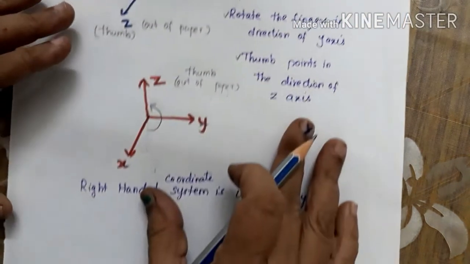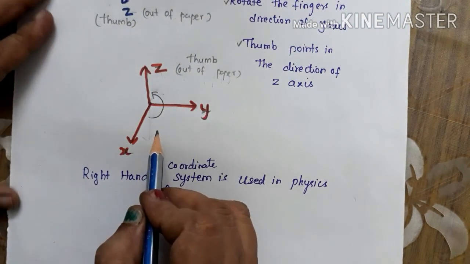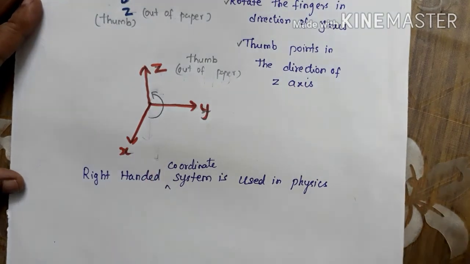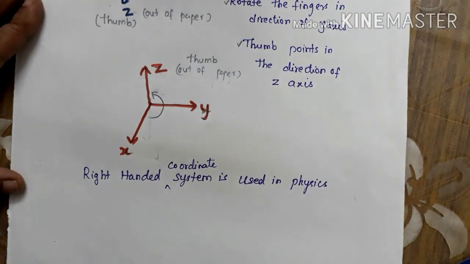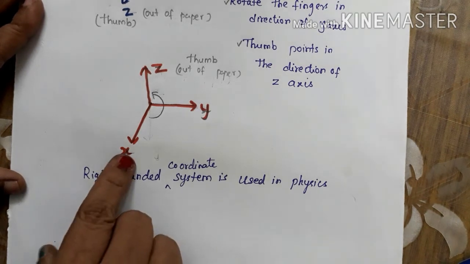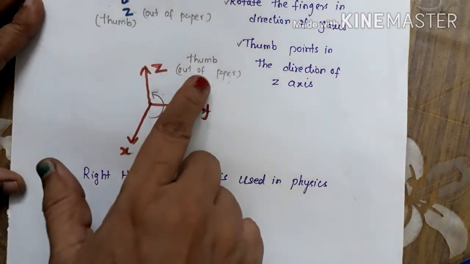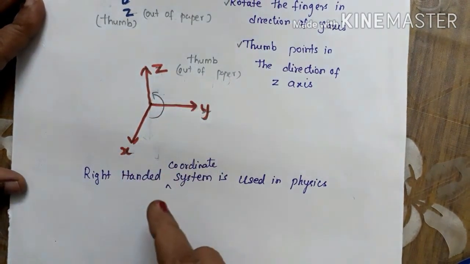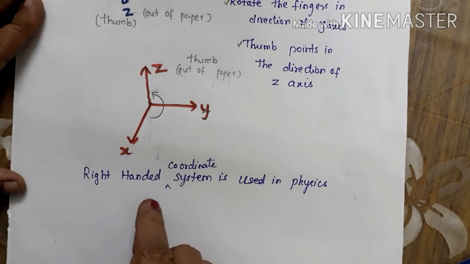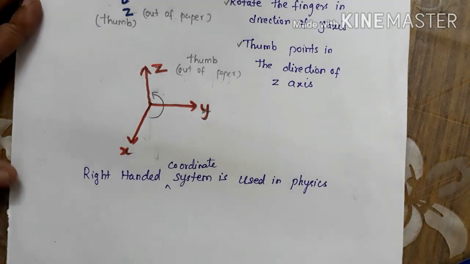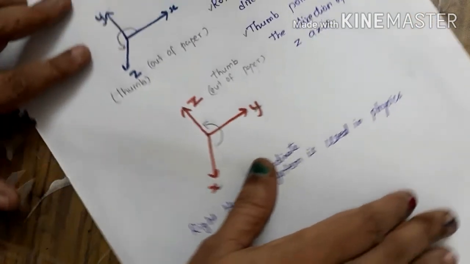Okay, now in the other case also, consider this example, children. The same way, you have to place the four fingers in the direction of X axis and curl them toward the direction of Y axis, and the thumb, if you see, will come out of the paper. Okay, so how will you try this? I will turn the paper to my convenience, children.